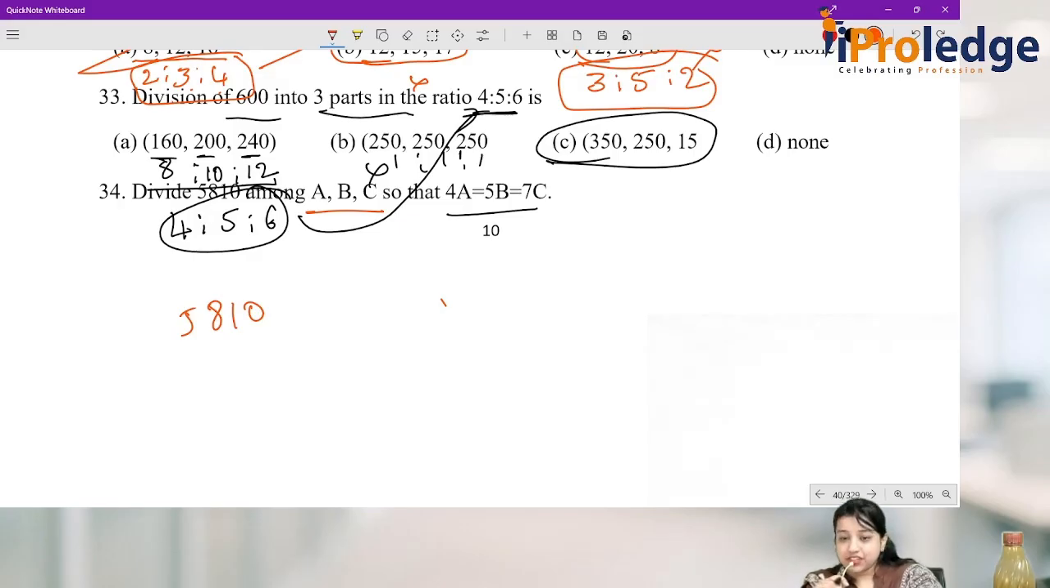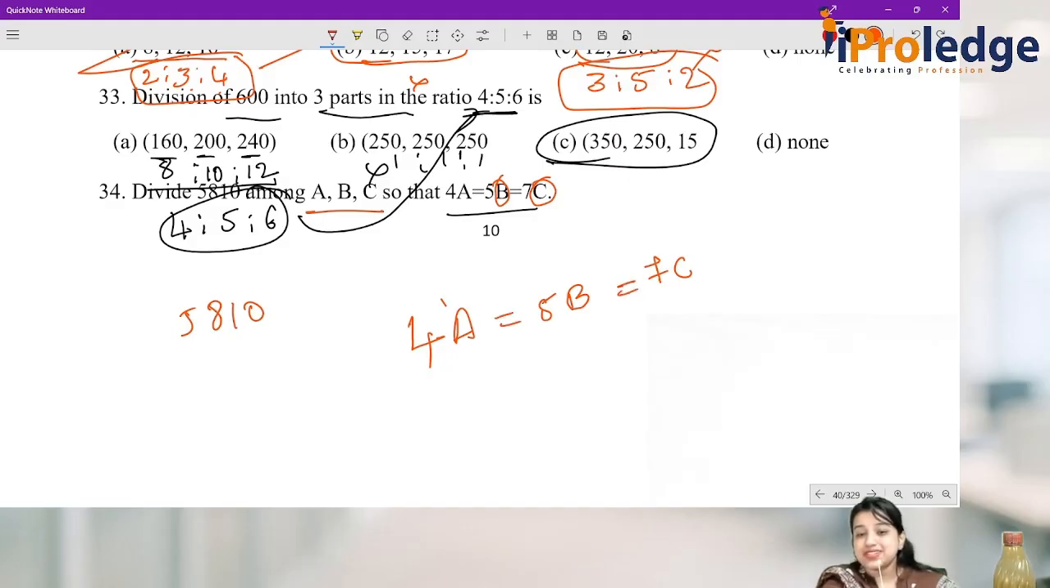But they have given an equation: when you multiply the first person's amount with 4, the second person's amount with 5, and the third person's amount with 7, all the three numbers are equal. Okay, so the 5810 amount they have distributed for A, B and C, where all the three numbers are unequal.